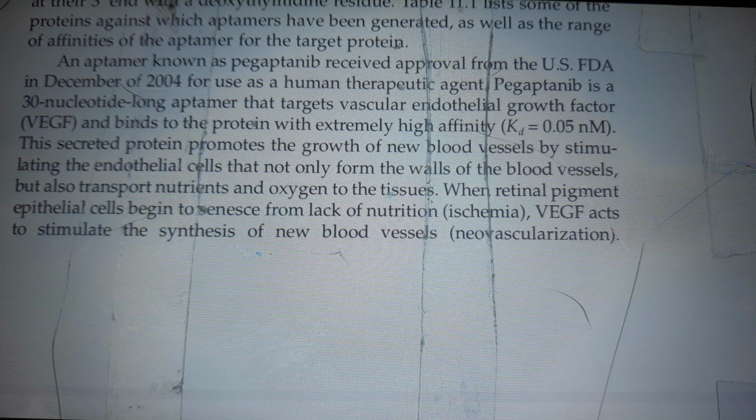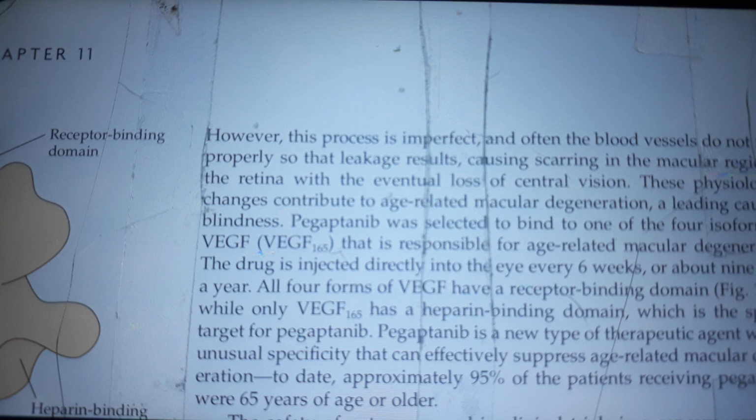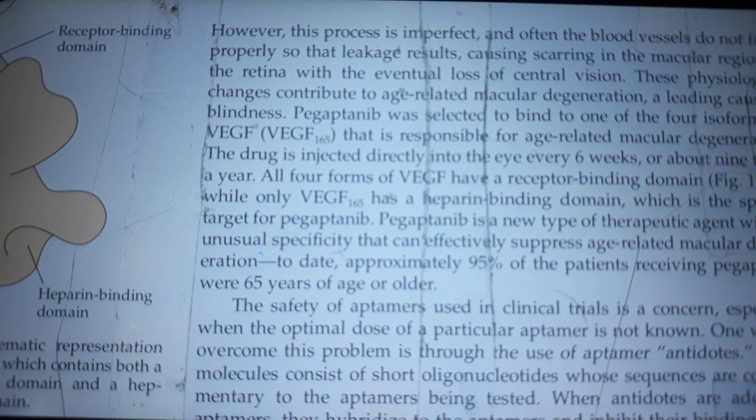When retinal and pigment epithelial cells begin to starve from lack of nutrition, ischemia, VEGF acts to stimulate the synthesis of new blood vessels, called neovascularization. However, this process is imperfect and often the blood vessels do not form properly, so that leakage results, causing scarring in the macular region of the retina with the eventual loss of central vision. These physiological changes contribute to age-related macular degeneration, a leading cause of blindness.